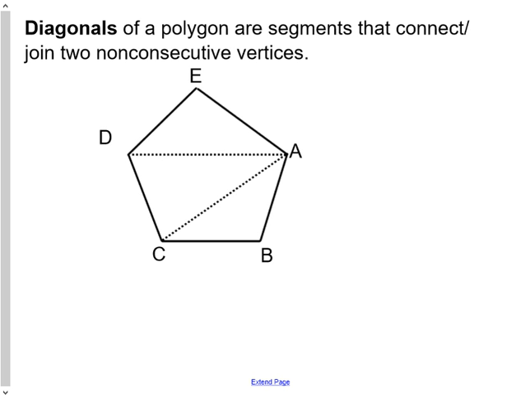Diagonals of a polygon are segments that connect 2 non-consecutive vertices. Now, A is consecutive to E and B. So if we draw diagonals to the other non-E and B side, we end up with 2 diagonals there. So in this picture, each vertex has 2 diagonals.